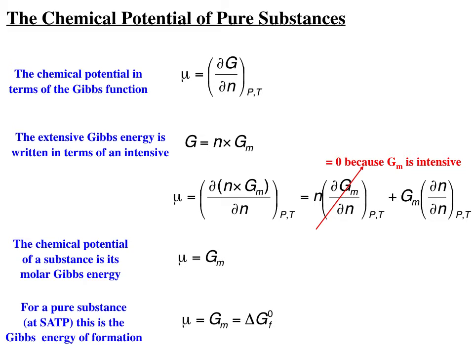And I find that mu equals Gm. Now, the intensive form of the Gibbs energy of a pure substance happens to be equal to its delta G of formation. So the chemical potential of a pure substance is assigned from its free energy of formation. Now, what this is stating then is that the chemical potential of elements in their standard state is 0.